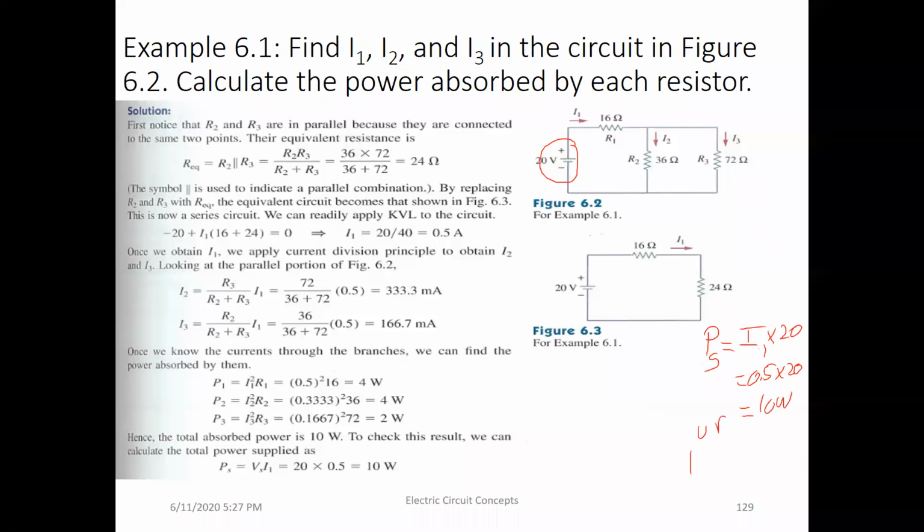Or I could say P_S, since the power delivered by the source must equal the power absorbed or consumed by the resistors, by the sum of the resistors. So it will be P1 plus P2 plus P3. If you have those powers, you look down here, if you add this here, 4 plus 2, you get 10 watts, which is the same as this. So again, you have two options to determine the total power. It's one power, but that power delivered by the source must equal the total power consumed by the elements or by the resistance.